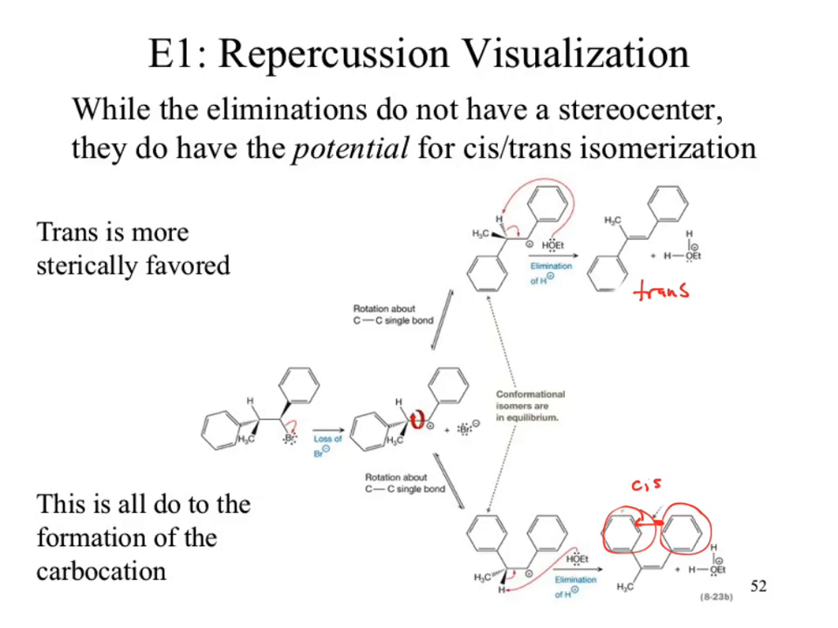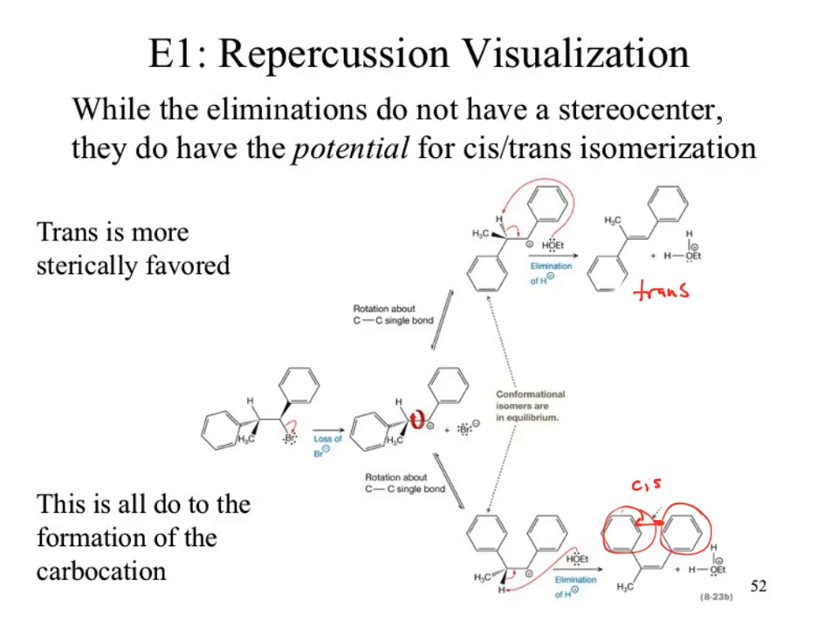What if instead of being phenyl groups, they were now methyls, CH3s? Now we'll get a little bit more of the cis. The trans is still the more stable product, but the ratio between those two products is going to change. Kind of make sense?